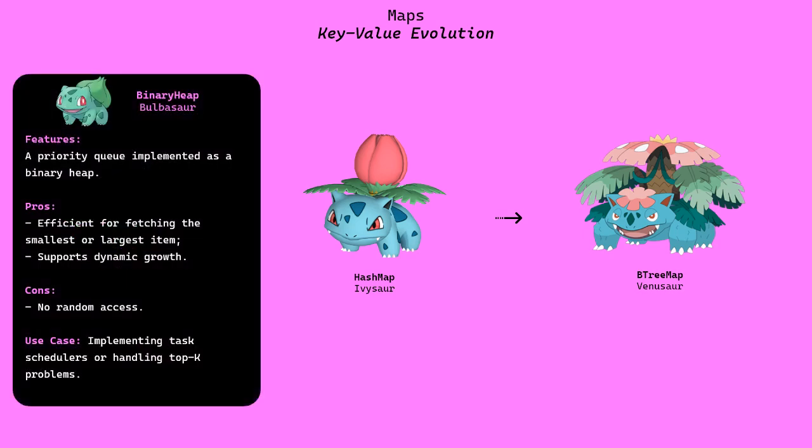Bulbasaur, or BinaryHeap. Not quite a map yet, but the starting form of ordered storage. BinaryHeap keeps elements organized by priority rather than by the key, making it a budding helper for tasks like scheduling. A partially ordered structure that doesn't store key-value pairs directly, but helps introduce the idea of ordered data. The use case is implementing task schedules or tasks where only the highest or lowest value matters.